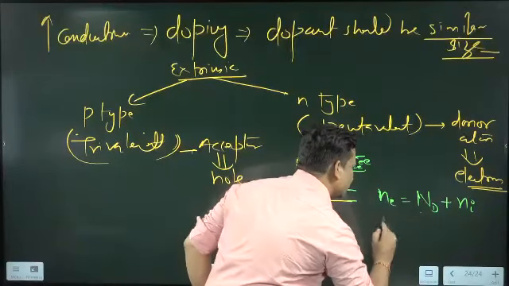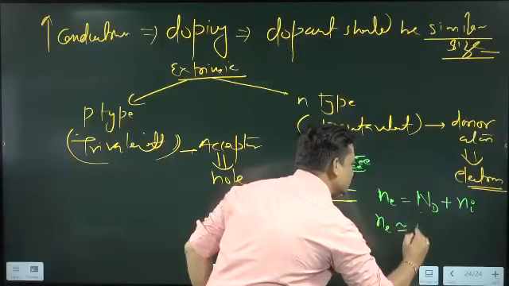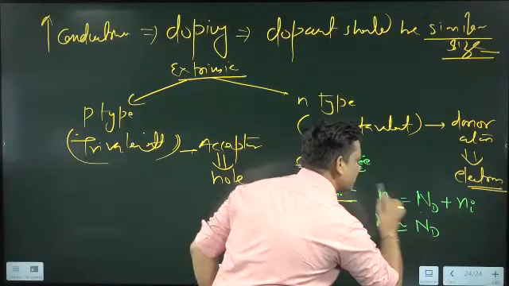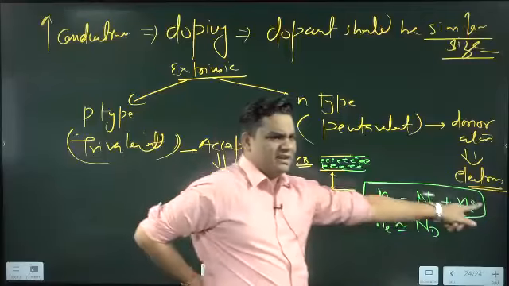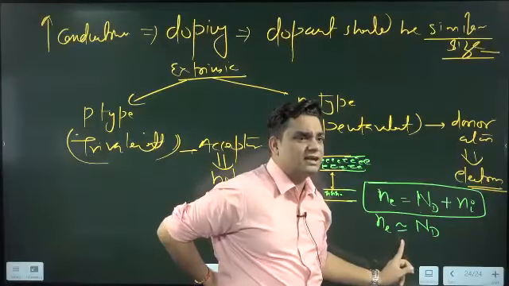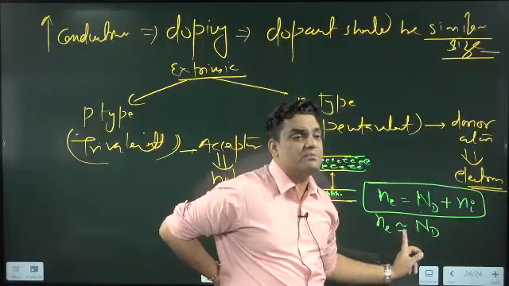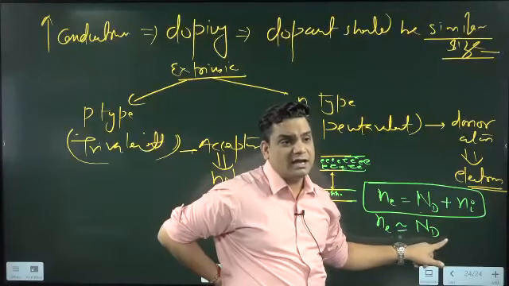Ni is very, very less. So generally we write Ne is proportional to ND, okay? But you have to remember this. Yesterday's question was based on this fact. Ni is very, very less. So what do we write all the time? Ne is approximately equal to ND.